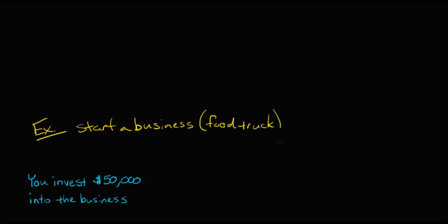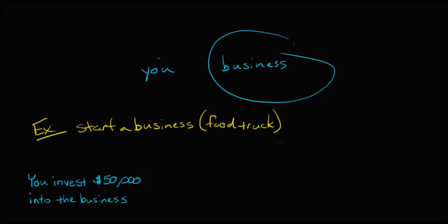So you decide that you want to start a business. Let's say in this example, you start a business where you're going to have a food truck. You're going to buy a food truck and drive up to the parking lot at people's place of business when they decide to have lunch, and you're going to try and sell them food. So here you are, and then here's the business, right? So you invest $50,000 of your own money. You take your personal savings and you put that into the business.